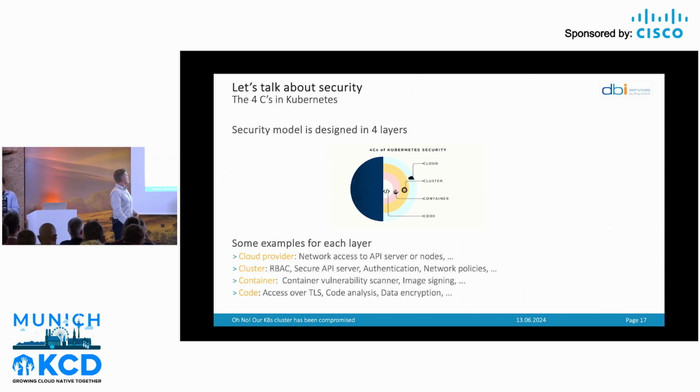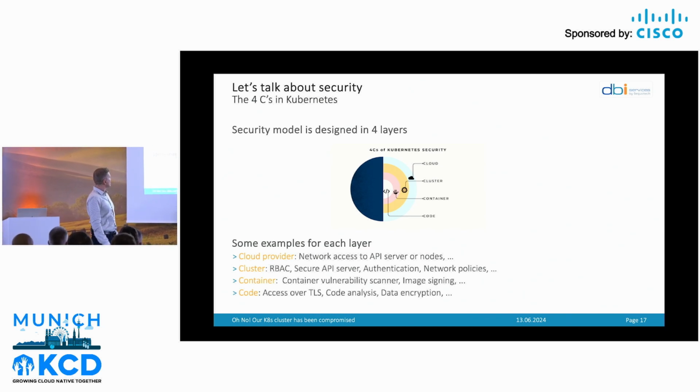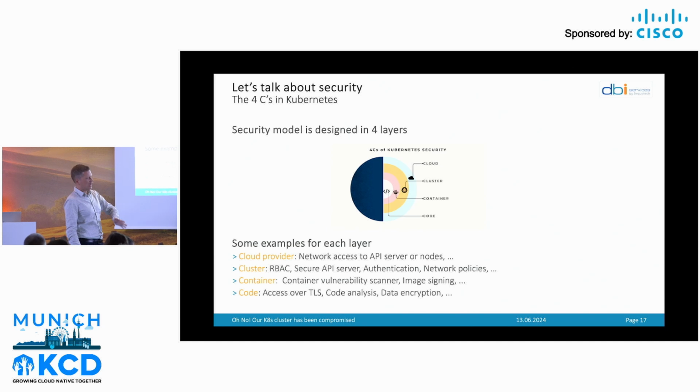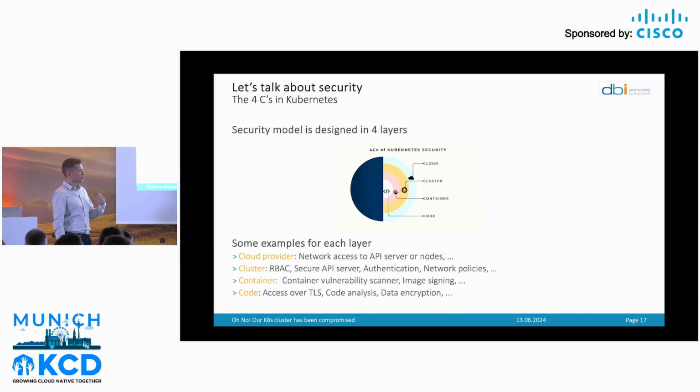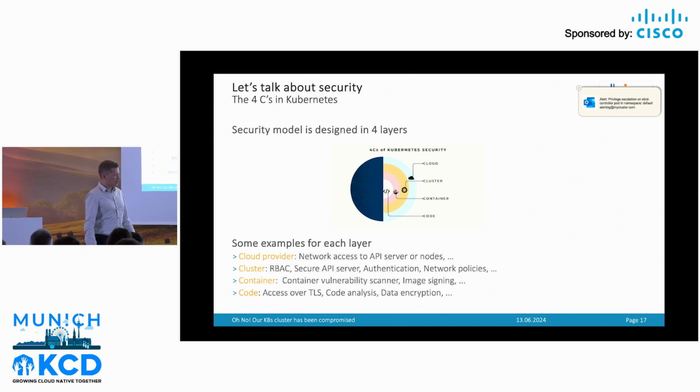So we were talking about the 4 layers. With the cloud provider, you do some action on the first layer to protect your environment. Then you do some protection on the cluster itself to give some authorization and access rights to the users. You protect the API server. You do authentication, I've told this. You do some network policies. And then you put some container vulnerability scanners as well to protect your container.